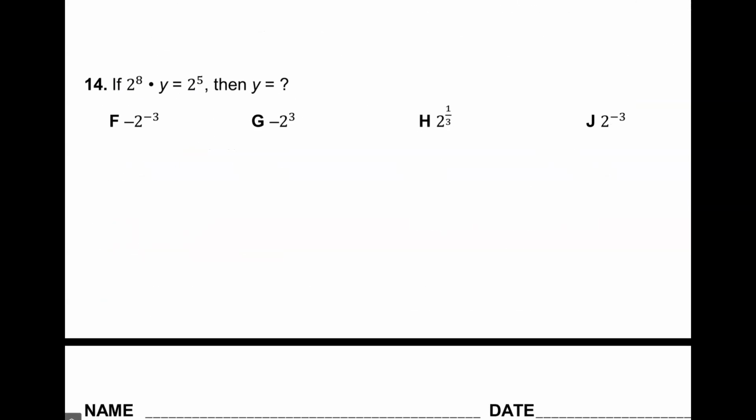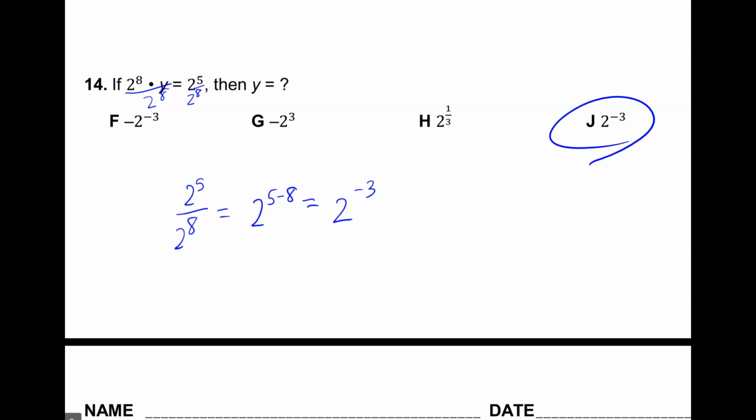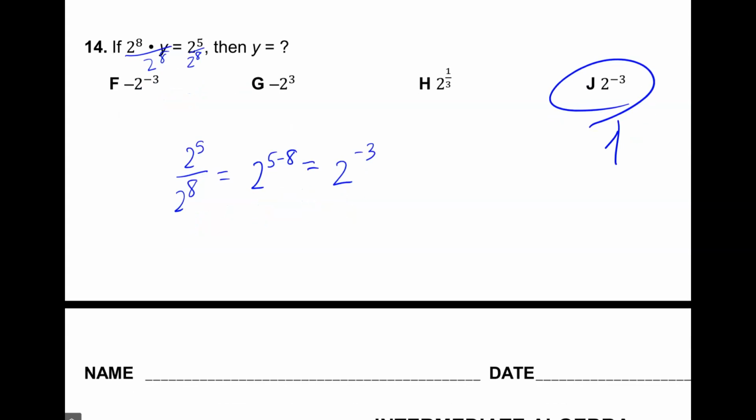The 14, if 2 to the 8th times y is 2 to the 5th, you divide both sides by 2 to the 8th. So you have 2 to the 5th over 2 to the 8th. That's just 2 to the 5 minus 8. So that's 2 to the negative 3. Simplify that more, well, it depends if I give you the answer or not, to 1 over 2 to the 3rd.